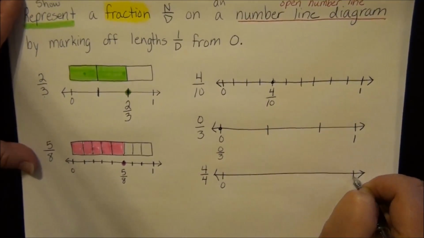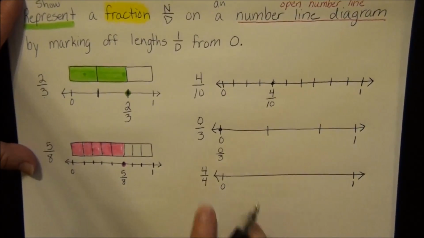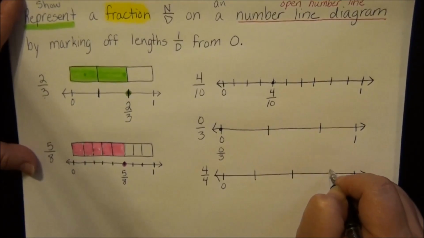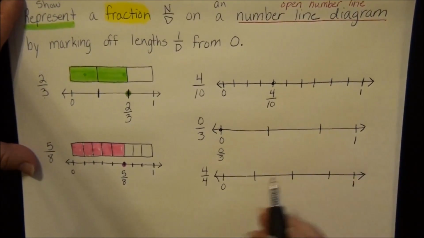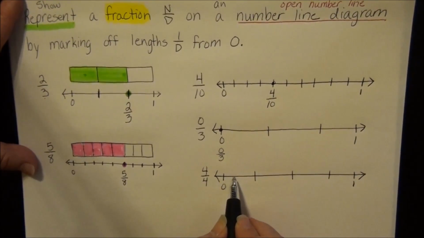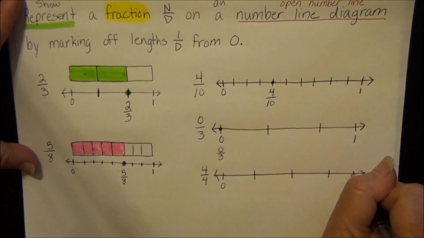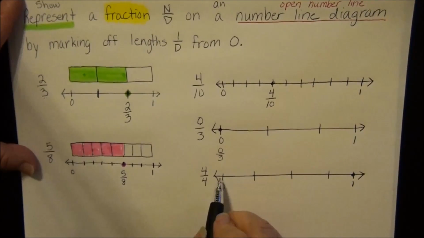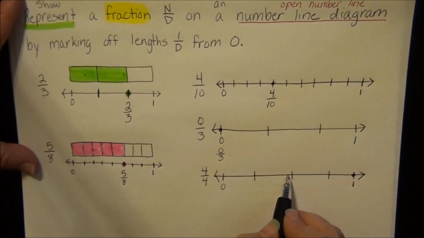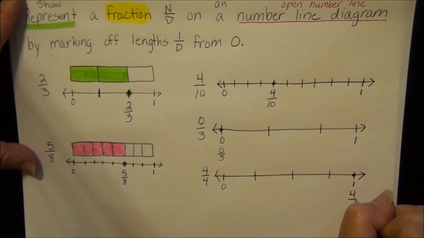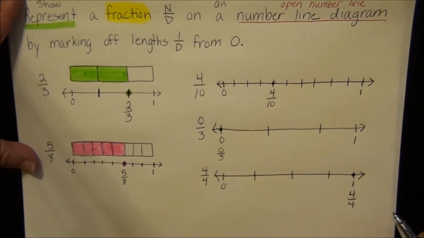0 and 1. 4 equal parts means 3 vertical lines. 1, 2, 3 vertical lines. And I'm going to color in 4 equal parts. So 1, 2, 3, 4. Right here, I started at 0. 1, 2, 3, 4. So right here is 4 out of 4.